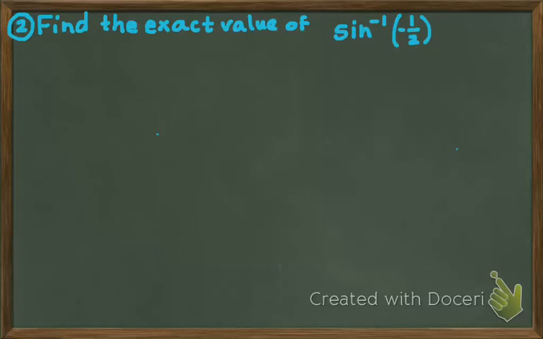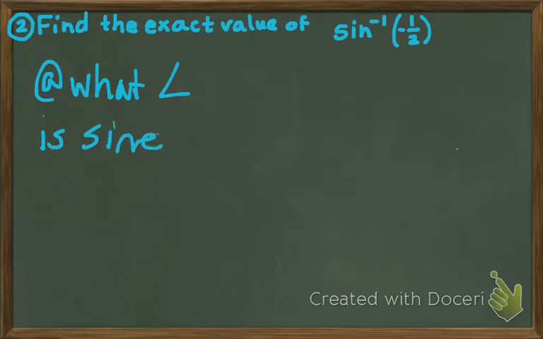On number 2, we are to find the exact value of the inverse sine of negative 1/2. And the key to understanding this section, in my opinion, is to recognize the importance of the question, at what angle? This is the question you're going to translate these expressions into to help you think about them. At what angle is sine equal to negative 1/2?